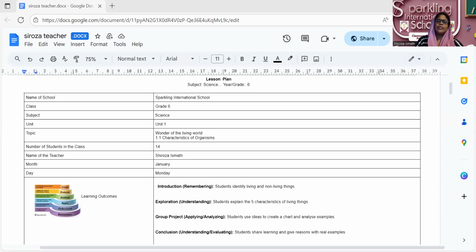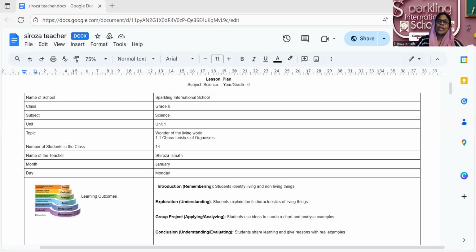The lesson is from Unit 1, Wonder of Living World, and the topic is Characteristics of Organism. This lesson is for a class of 14 students at Sparky International School.